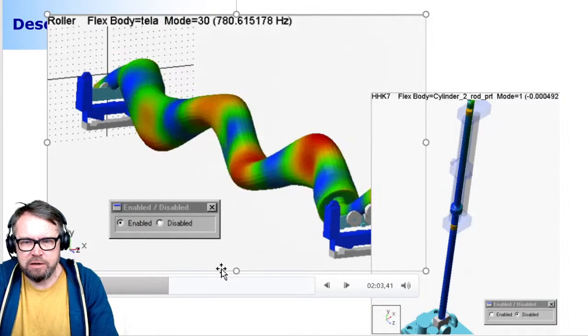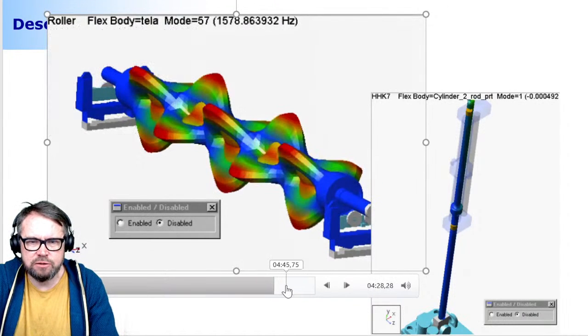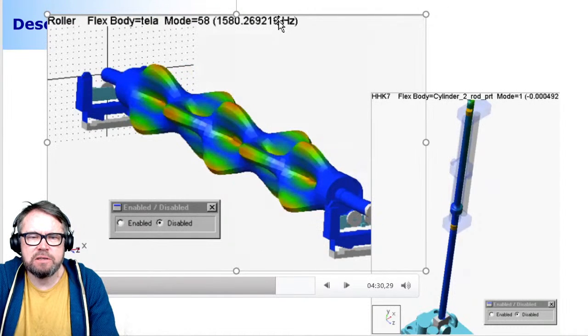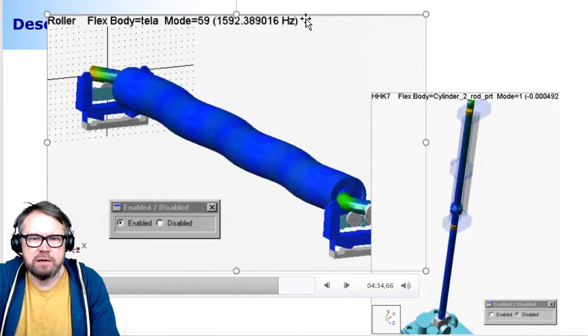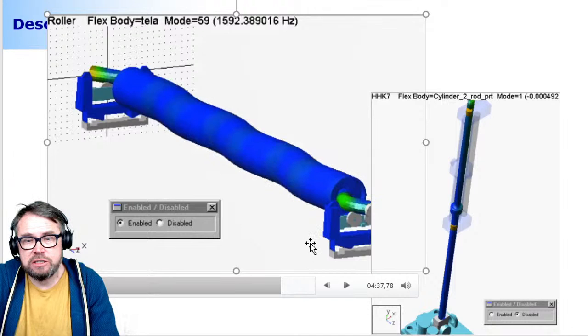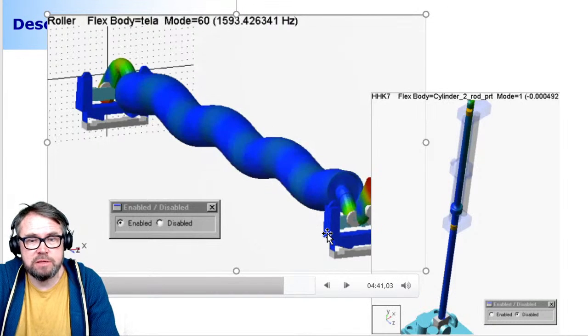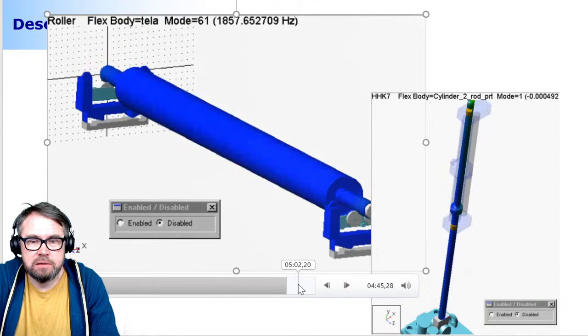All right, so the video is very lengthy, so let me take our result to this kind of deformation mode, where the frequency is already more than 1500 hertz. This is still enabled, so this is still part of the game. This is still part of the game. This is no longer in the computation.